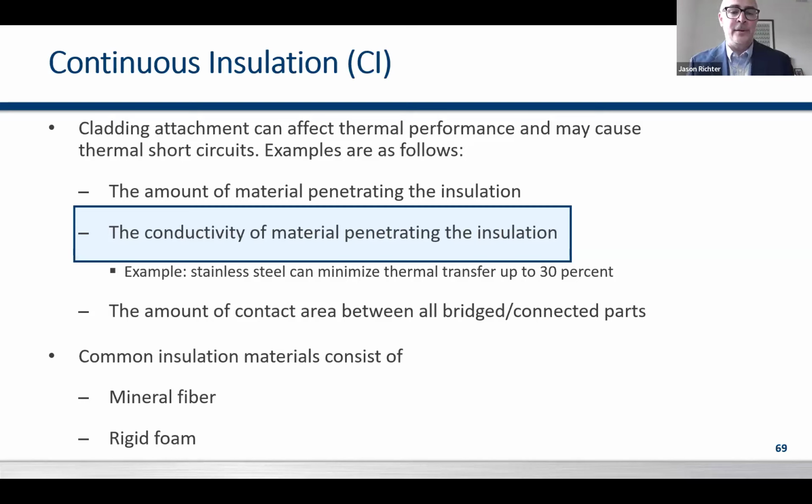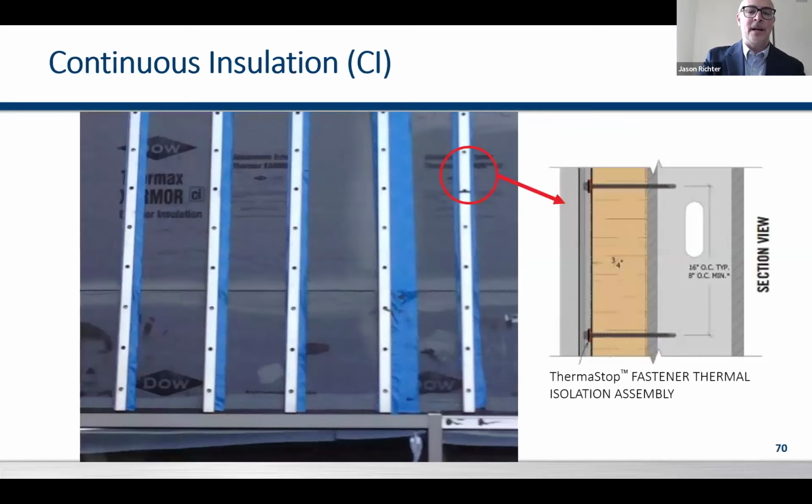That conductivity of the material penetrating the insulation is what we really need to look at, and how can we help you design a Rainscreen that minimizes that as best as possible. One way to handle it is with a thermally broken fastener. Thermostop is a great product. It has a thermal break in the fastener head, allows you to just screw straight through the building structure without any real care or concern for those penetrations and the conductivity of them.